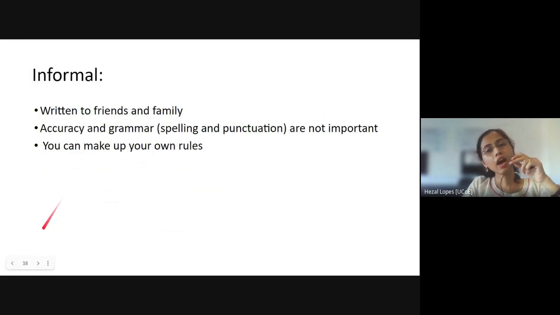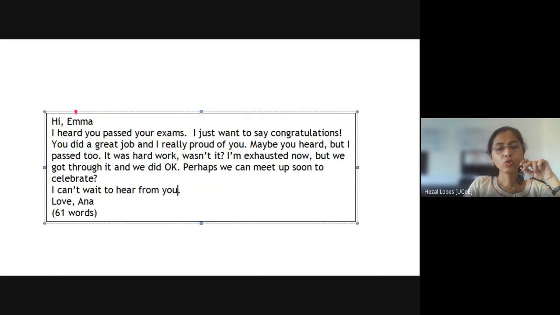So let's understand how to write, or to whom to write, formal and informal mail, and what is the structure for the same. So what do you mean by informal mail? Informal mails are written to friends and family members. Accuracy, grammar, spelling, and punctuation are not important in the case of informal mail. In informal mail, you can make your own rules. So this is the example for informal mail. Here I have written, hi Ima, I heard you passed your exam and I want to congratulate you and want to celebrate it with a party. So this is one way to write an informal mail.